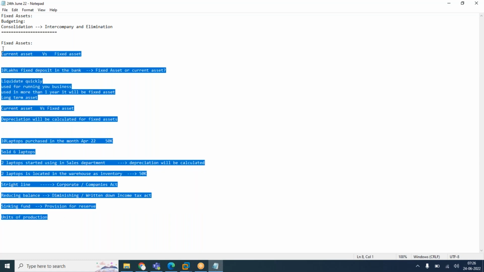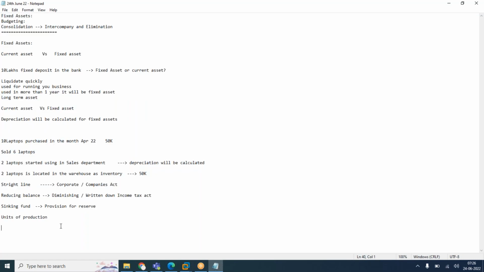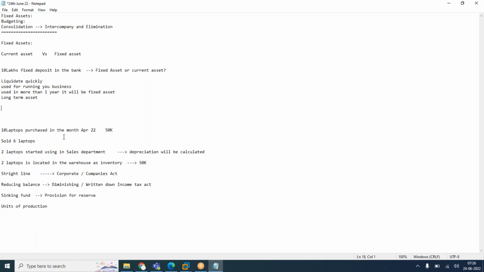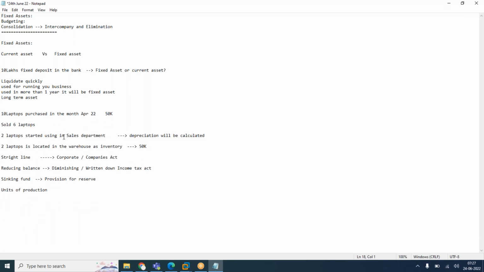So this entire discussion, whatever we have discussed, for freshers or new joinees who don't know anything, simply you need to remember: depreciation will be calculated for fixed assets, and depreciation will not be calculated for current assets. These two points you need to remember. Whoever is new to accounting, leave the entire story. If anyone is arguing, the first thing to remember is depreciation will be calculated for fixed assets, and for current assets there is no depreciation.